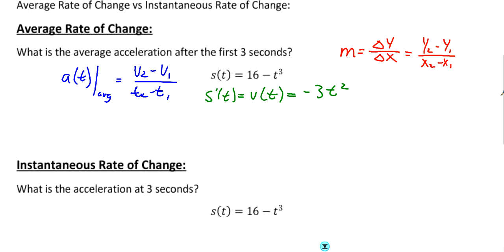So my initial point is at 0, and my second point is at 3 seconds. So I need to find v at 0 and the velocity at 3. So v at 0 is easy, that's 16. And then, oh, I plugged it in position. So v of 0 is 0. V of 3, so we plug in 3. 3 squared is 9. 9 times negative 3 is negative 27.